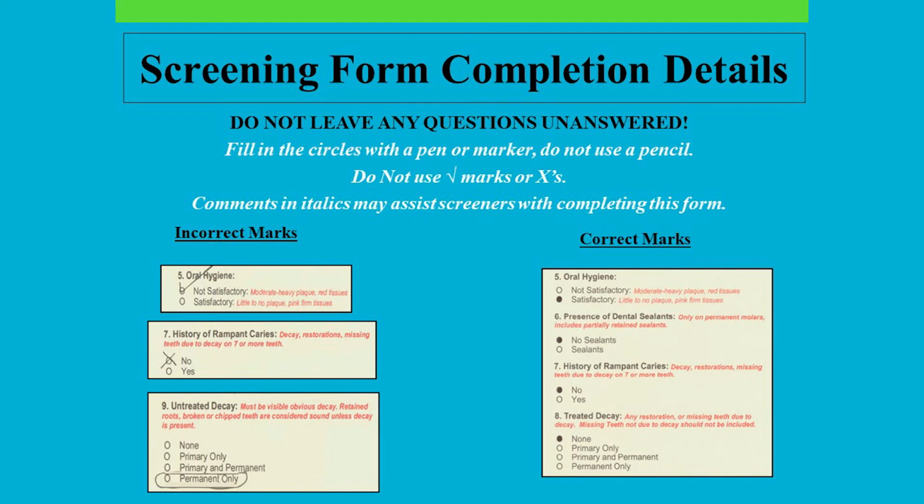Please do not leave any questions unanswered. Questions left unanswered are not tabulated into final data results. Do not use check marks or X's. All bubbles must be completely filled in. If an error is made, discard the paper form and get a new one. Please note the 2 examples of incorrect and correct markings for the screening form on the slide.